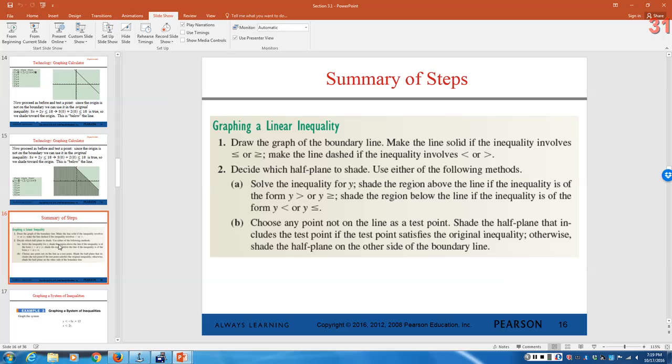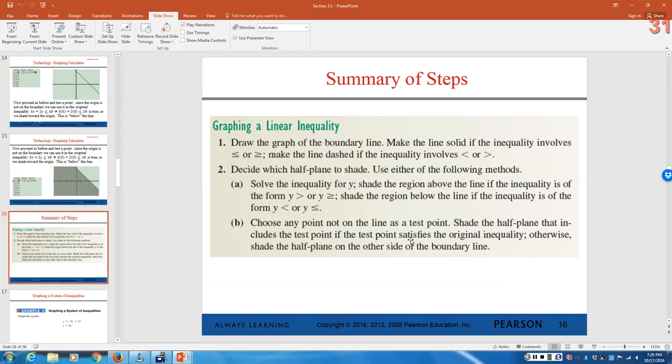Understood. Okay, so here's the summary of the steps. Draw the graph of the boundary line, make sure the line is solid if the inequality involves equal to, or less than or equal to, or greater than or equal to. Make the line dashed if the inequality is either less than or greater than. Then you decide which half plane to shade, because your line divides your graph in half. So you decide which half to shade by choosing a test point.